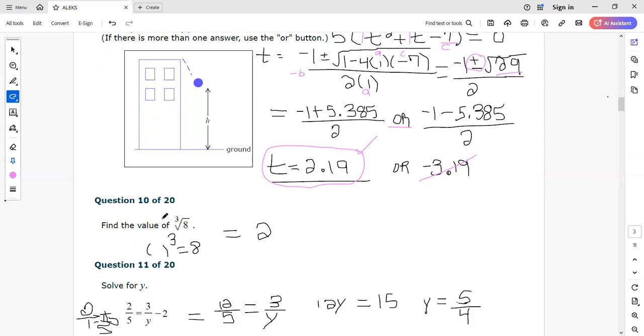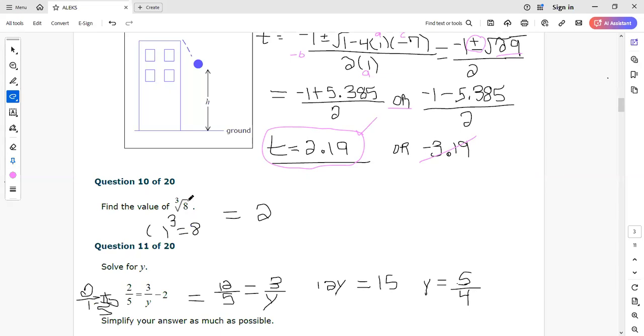For number 10, find the value of the cubed root of 8. So you can really just plug this into your calculator, the cubed root of 8, and you'll get 2. That's our answer. But let's think about what the cubed root of 8 means. The opposite of cubing a number is to raise a number to the third power. So what you're asking yourself is, what's the value of that number that I raised to the third power to get 8?